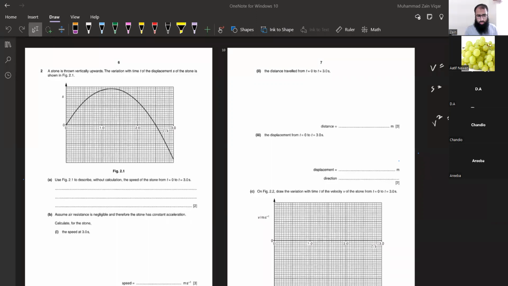A better way to solve this question is to look at the marks. The question is worth 2 marks, so they're obviously expecting us to write an answer that would contain two key points, to describe without calculation the speed of the stone from time t equals 0 to time t equals 3 seconds.